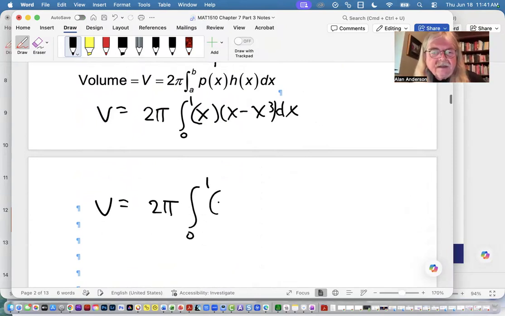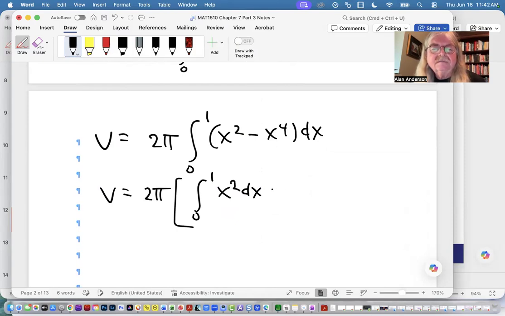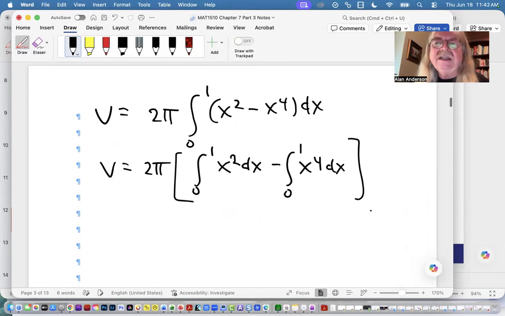So we'll multiply everything out, x squared minus x to the fourth. Then we'll break it up into two separate integrals. Now, this isn't absolutely necessary. I just kind of like to do it this way. When they get messier, then that's different. Here it isn't really necessary, but anyway, let's see what we get.